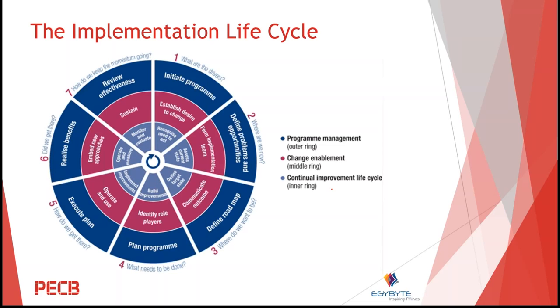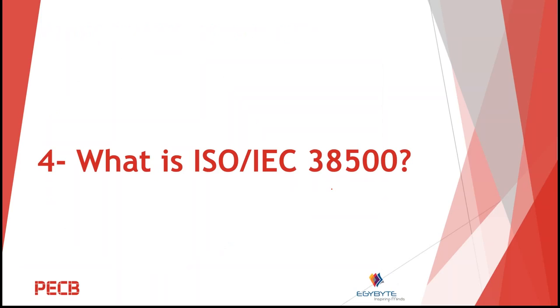So any organization which would like to have governance implemented should have an implementation life cycle each 6 months. So each year we will have 2 improvement implementation life cycles. This is the recommendation COBIT5 provided us with.